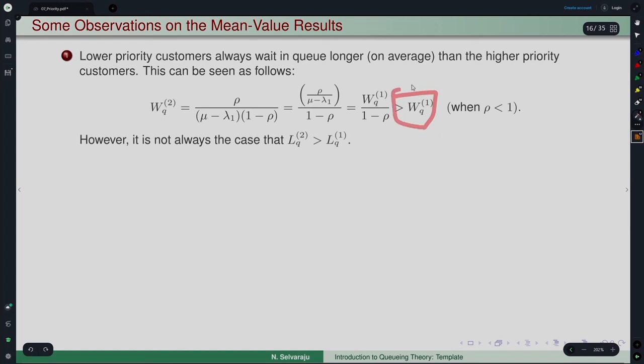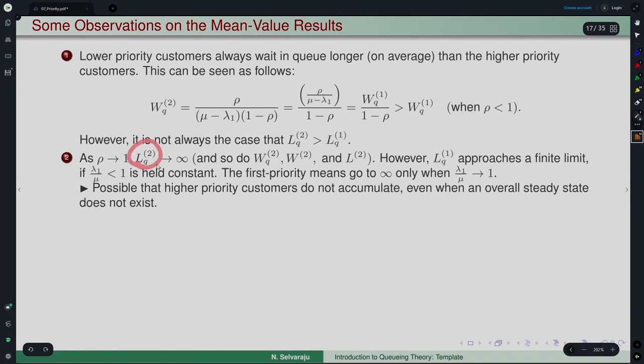WQ2 is strictly greater than WQ1, but LQ2 is not strictly greater than LQ1, meaning the average waiting time for the lower priority customers is longer, but the number in the system need not be so. The number for the lower priority customers may not be larger. You can show with certain parameter values, picking lambda 1, lambda 2 and mu, that this is greater than LQ1 and this quantity is less than LQ1; both are possible. That is an exercise problem in the text, but one can make this observation.